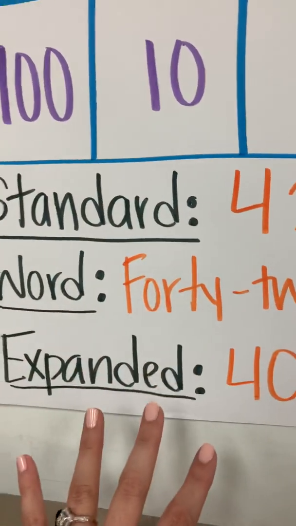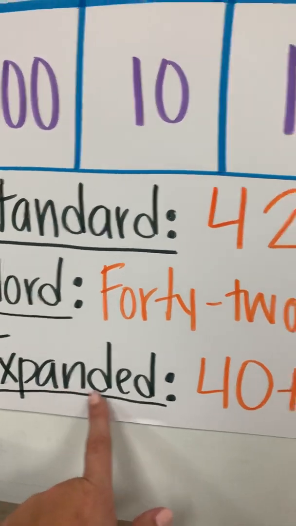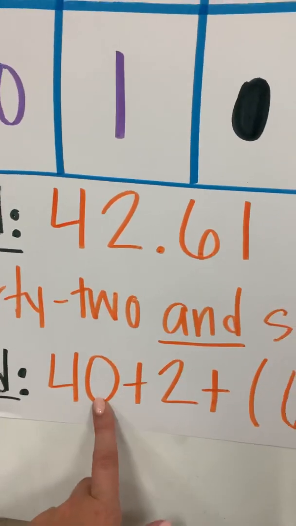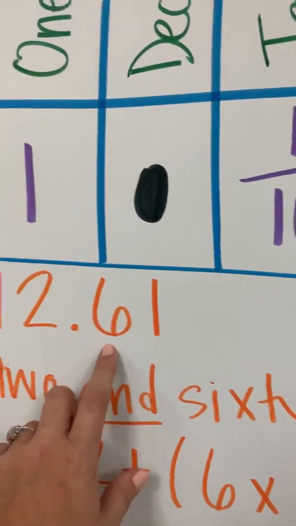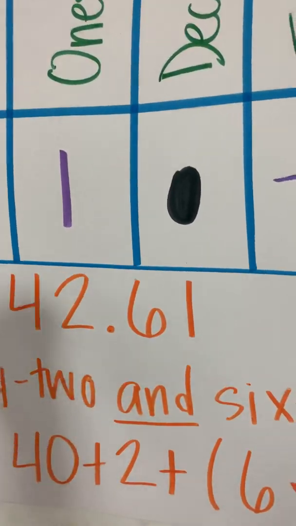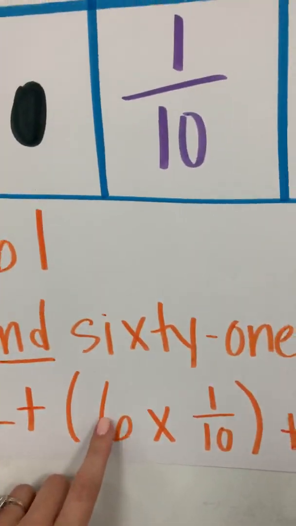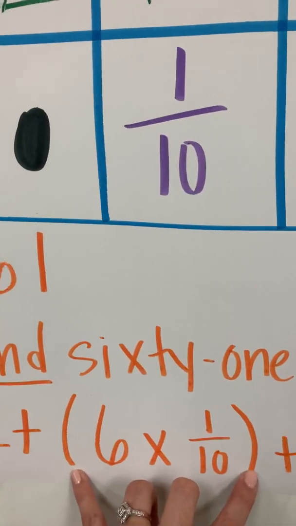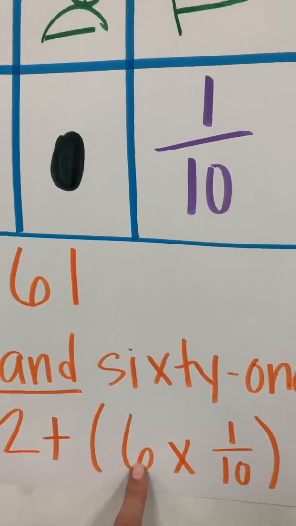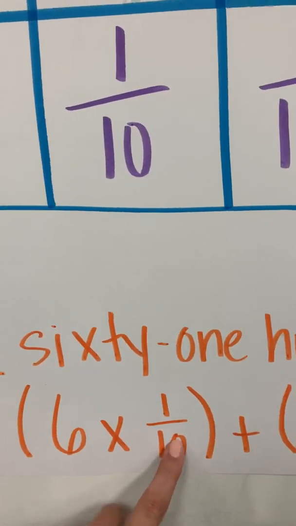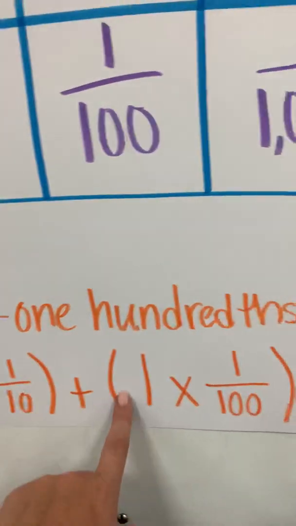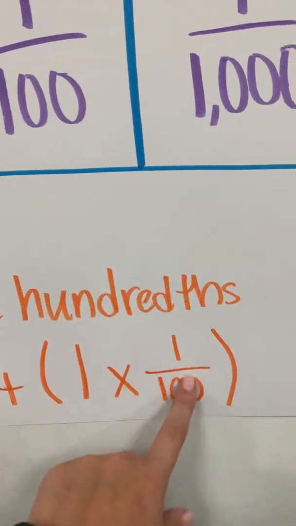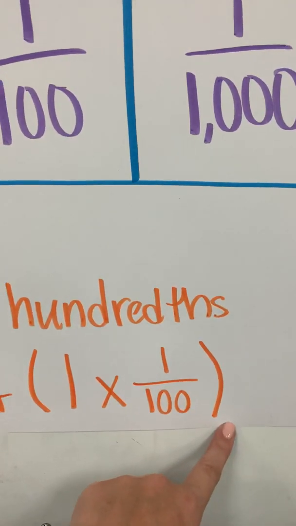Expanded form is a little bit different than what you're used to, okay? So expanded form, this right here, we're used to this, okay? 40 plus 2. This is where it gets a little tricky, okay? Because this 6 is not a whole number, okay? It is a decimal, okay? So we're going to say parentheses, and we have to put our parentheses in there, okay, guys? We're going to say parentheses 6 times 1/10, because that is what place that 6 is in, okay? Close parentheses plus open parentheses 1 times 1/100th, close parentheses, okay? So that's what we're talking about today.